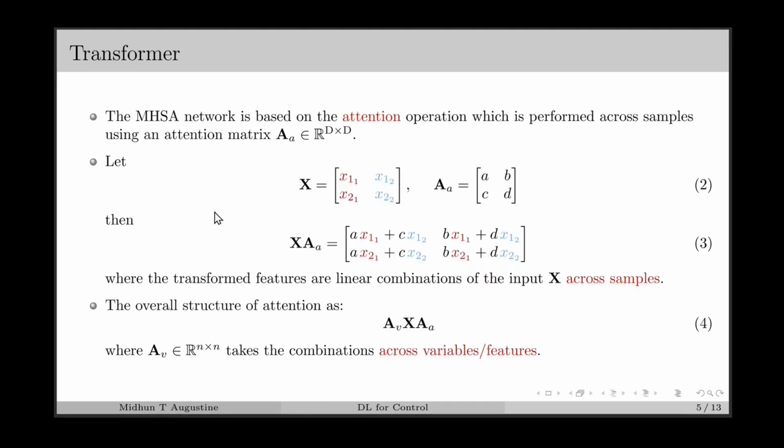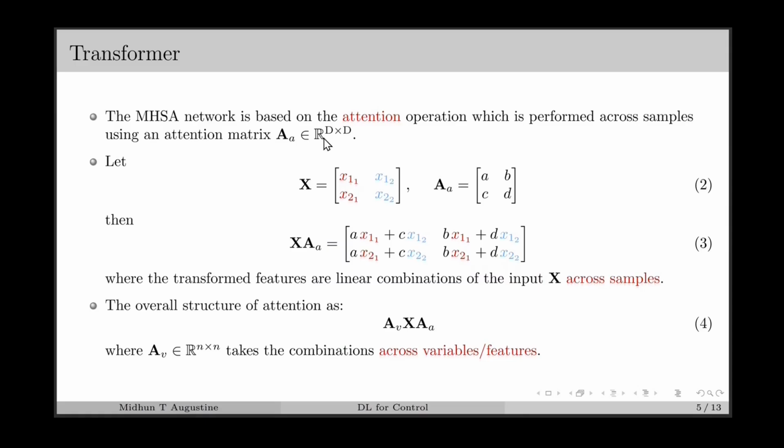The multi-head self-attention or MHSA network is based on the attention operation, and the attention is mainly performed across different samples, where we use an attention matrix A, which is a matrix of dimension d by d, where d is the number of samples in the training data. This matrix will be a large matrix depending on the number of samples.